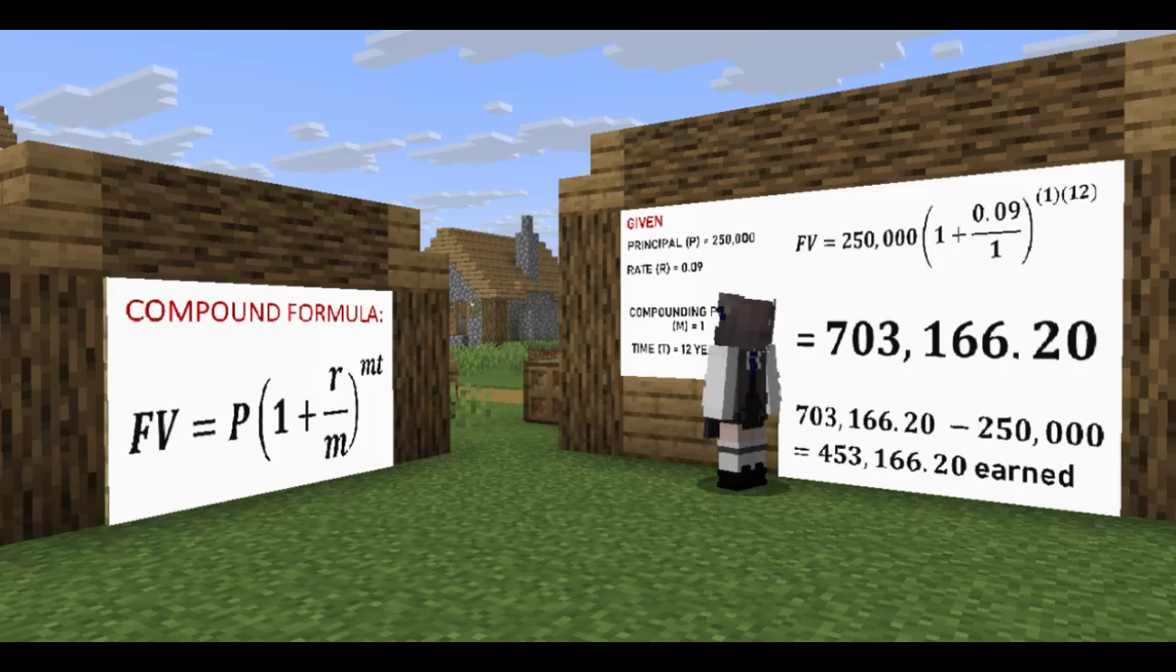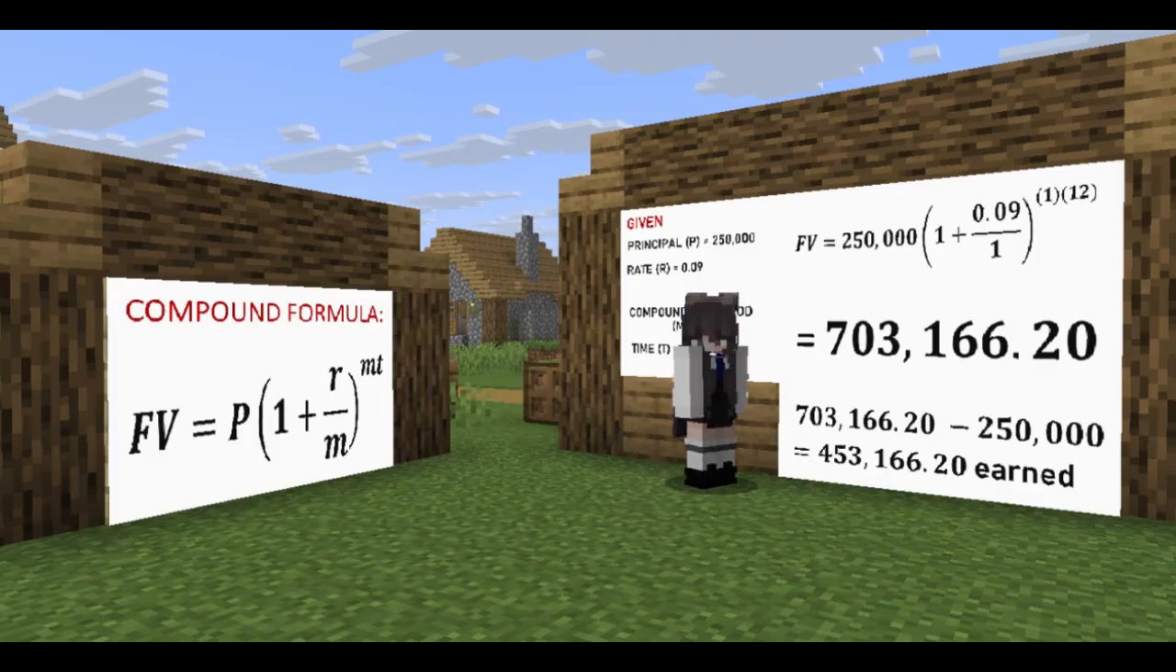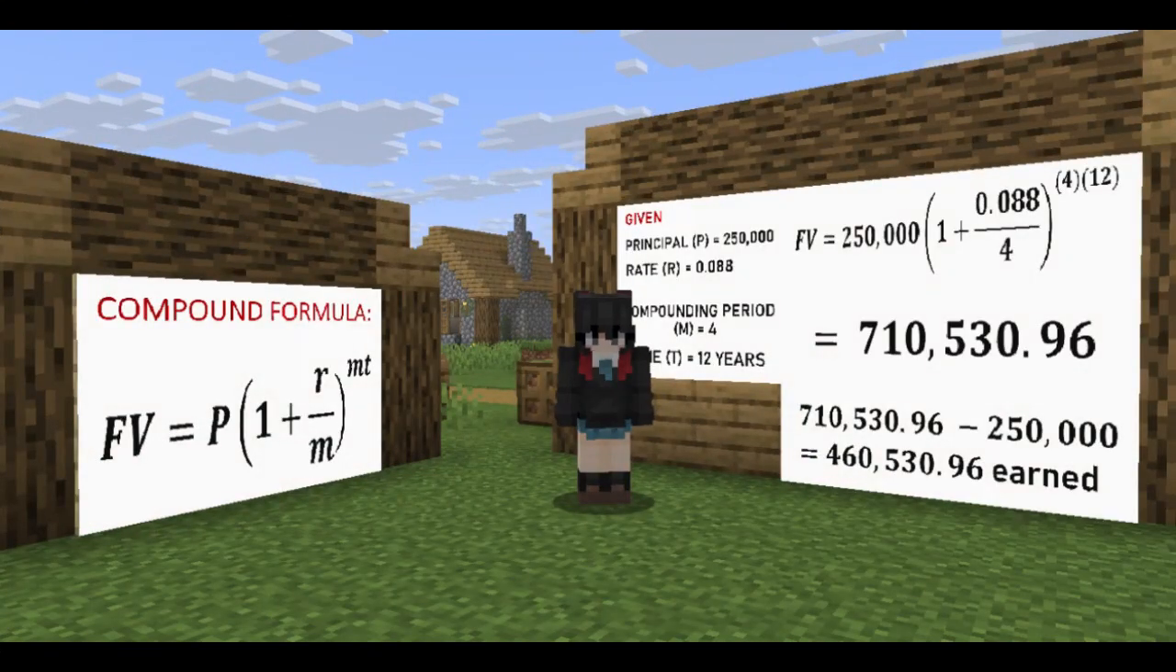703,166 pesos point 20. Now, we subtract the principal to find the interest earned. 703,166 pesos point 20 minus 250,000 pesos equals 453,166 pesos point 20 earned. Now let's move on to option B, which is compounded quarterly.